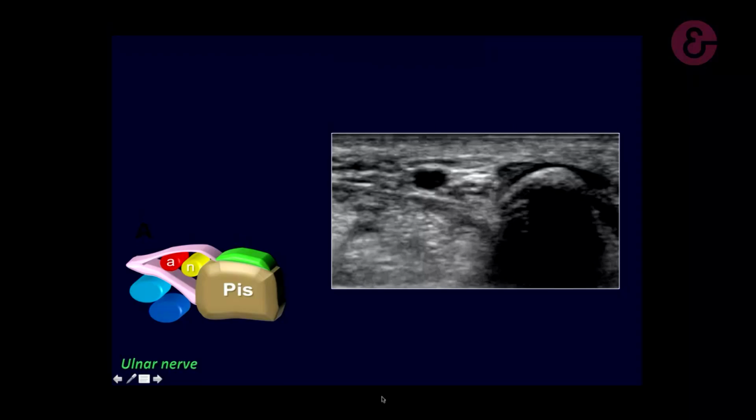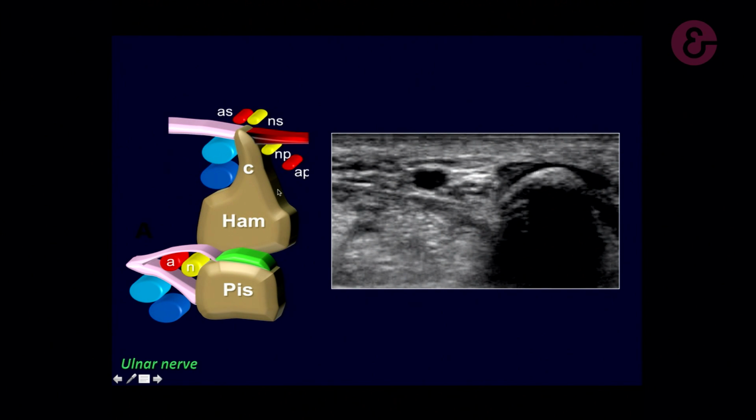And the artery makes more or less the same division. This is the proximal tunnel. You can see the artery, the nerve, the pisiform, the artery, the nerve. This structure is the transverse carpal ligament, which goes inserting in the pisiform. And when I move from proximal to distal, you can see this type of arrangement. This is the hook of the hamate.